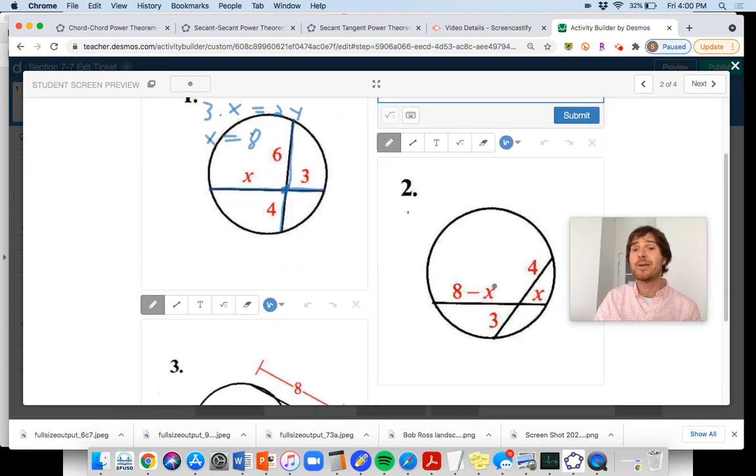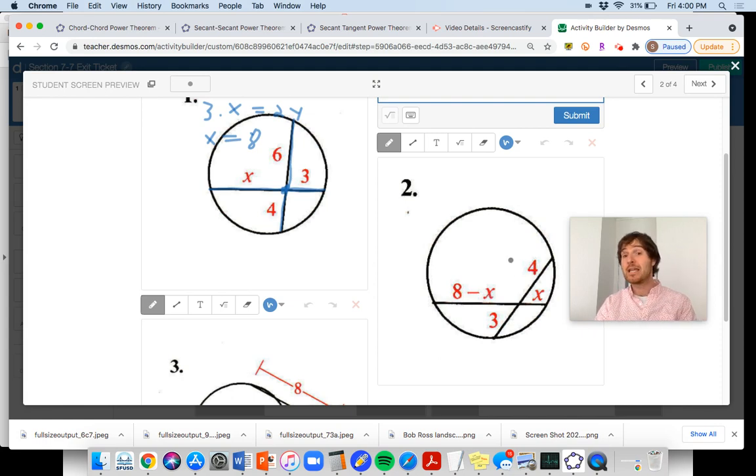All right, a little bit harder. We've got some subtraction going on here. Well, that means this whole segment here is equal to 8. If you know the power of a point and you know what the whole segment length is here, you can find the individual segments. I can make this x, and this would have to be 8 less than that, which would be 8 minus x, right?